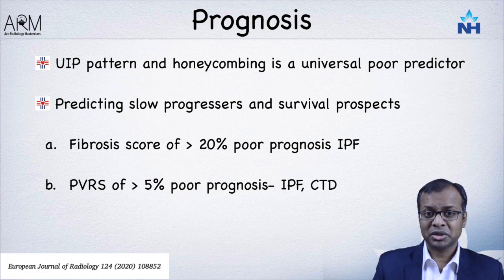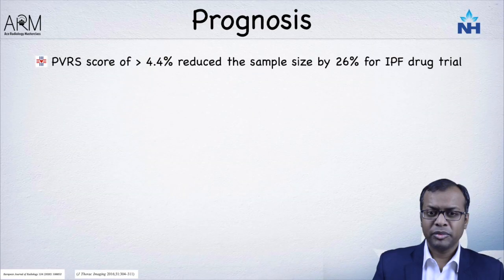The PVRS that we were talking about is also a very good prognostic feature, and anybody who has a PVRS score of more than 5% is also likely to do poorly with the disease. PVRS is also very useful for research purposes. If you have a cutoff value of, say, a PVRS of more than 4.4%, we will not take them up for drug trials because they are likely to respond poorly, and then you can cut down the sample size required for any drug trial by about 26%. So this is becoming a biomarker in assessing these patients along with therapy, but also for research.